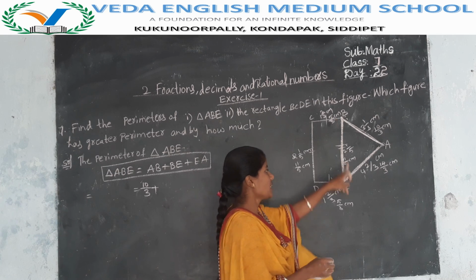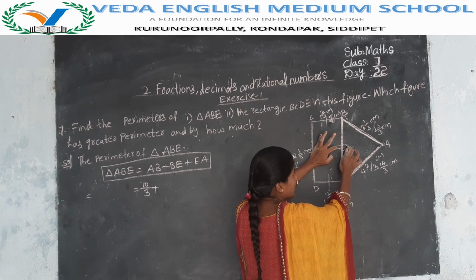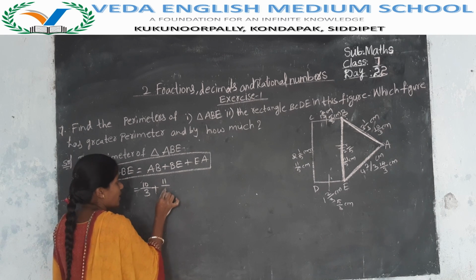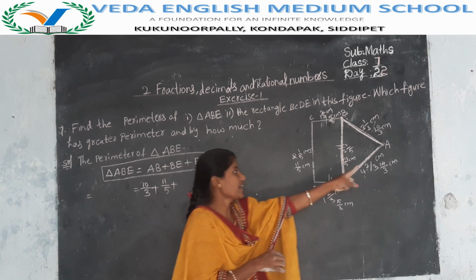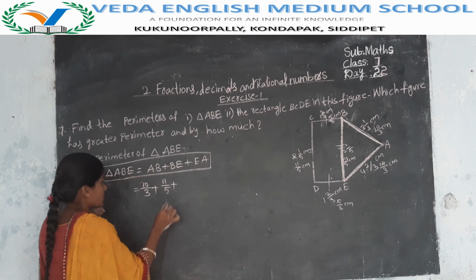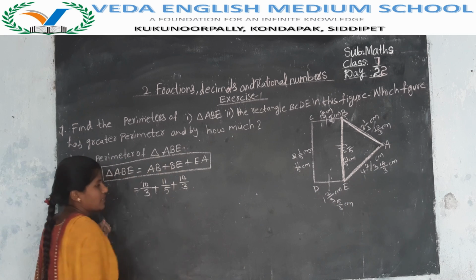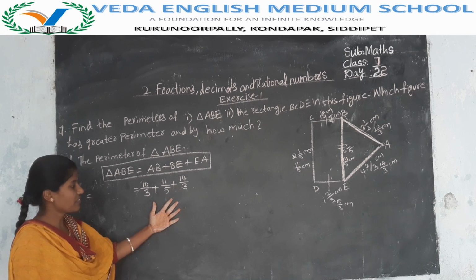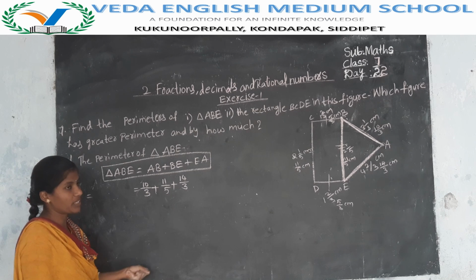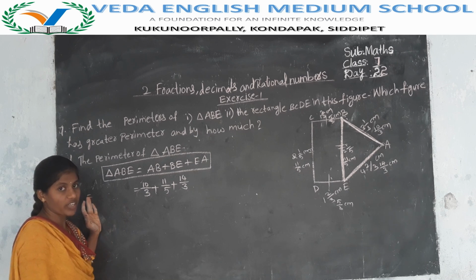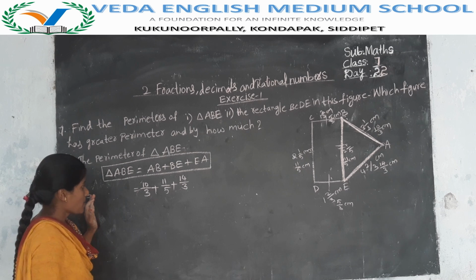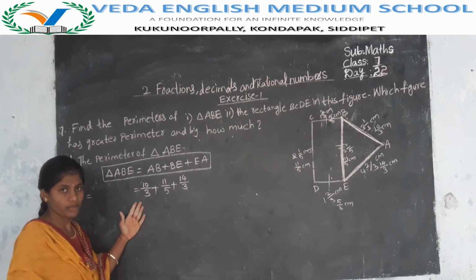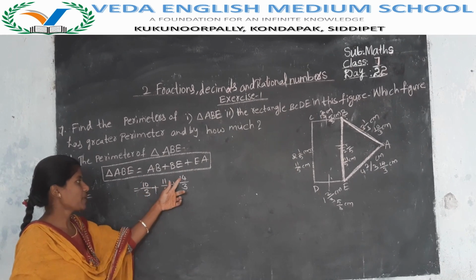Next, what is BE? Here 2 5s are 10, 10 plus 1, 11. 11 by 5 centimeters. That means 11 by 5 plus EA. EA is 14 by 3 centimeters. Now we got 3 fractions with different denominators. Then addition of fractions. How have we completed addition of fractions? 10 by 3 plus 11 by 5 plus 14 by 3.